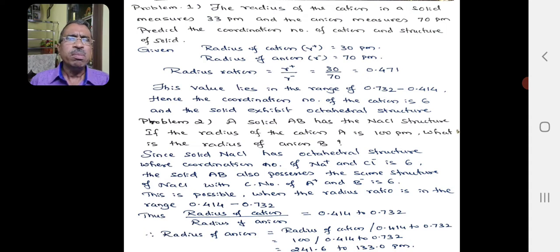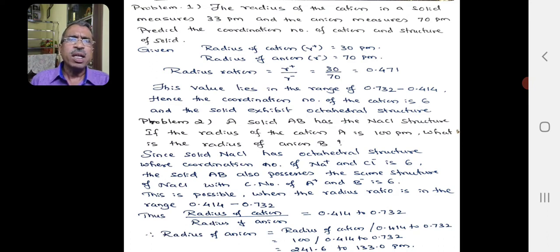In this problem, the radius of the cation is 30 picometer and the radius of the anion is 70 picometer. Therefore, radius ratio is equal to 30 divided by 70, which is equal to 0.471. This value lies in the range of 0.732 to 0.414. Hence, the coordination number of the cation is 6 and the solid exhibits octahedral structure.